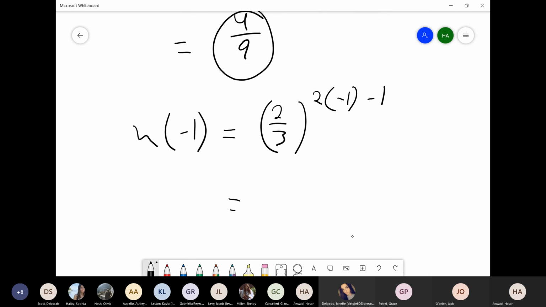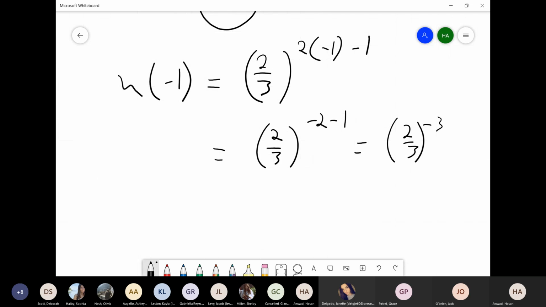Okay, simplifying this down, we have 2/3. Our base remains unchanged. 2 times -1 is -2 minus 1. So now we end up with 2/3 to the -3, right? So -2 minus 1 gives you a -3, and that's now your exponent, right?